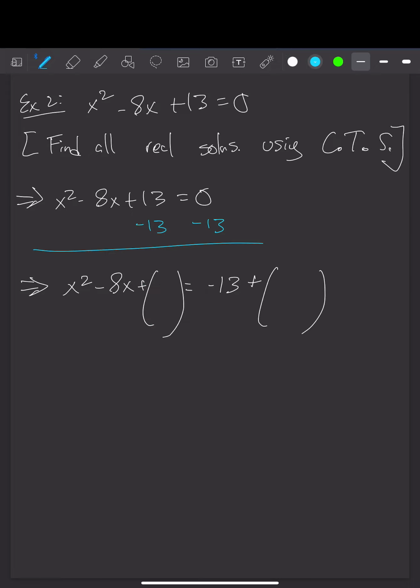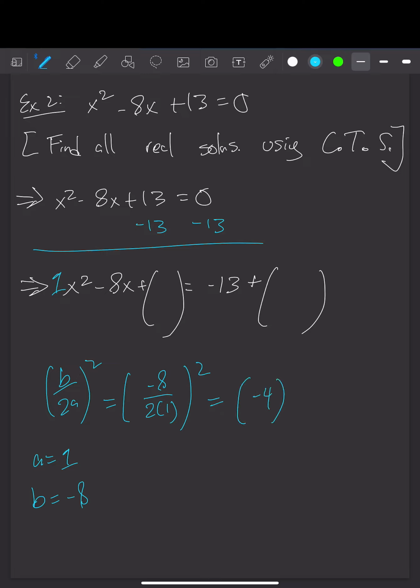In order for you to figure out what goes inside the parentheses, you're going to be using this method, the b over 2a squared. Luckily, we already know what a is. A is 1, because of this imaginary 1 there, and b is negative 8. So you put that in your b over 2a: b is negative 8 all over 2 times 1, and we're going to square that. So that turns into negative 4 squared, which gives us a positive 16.